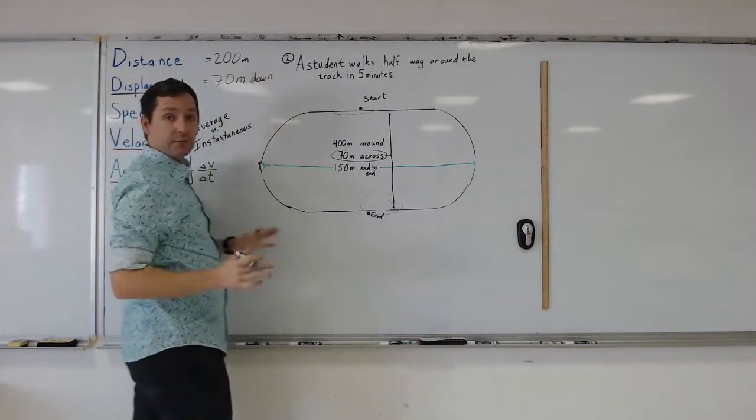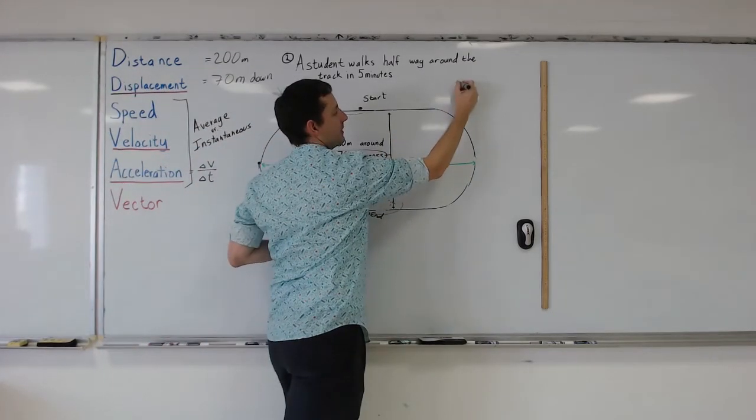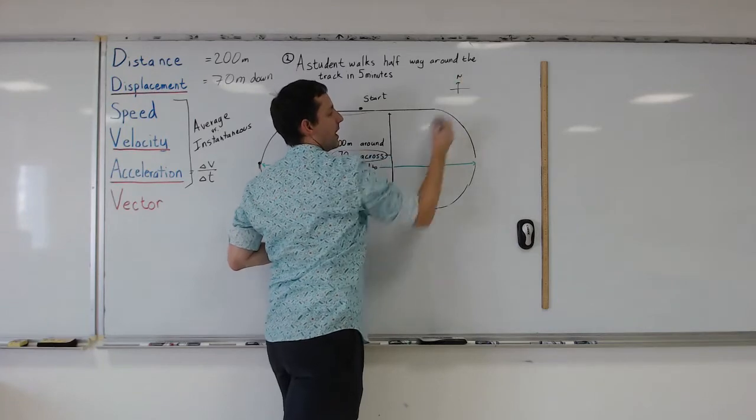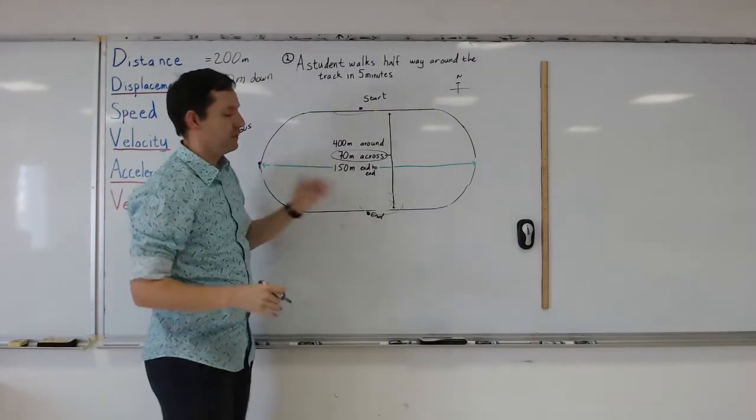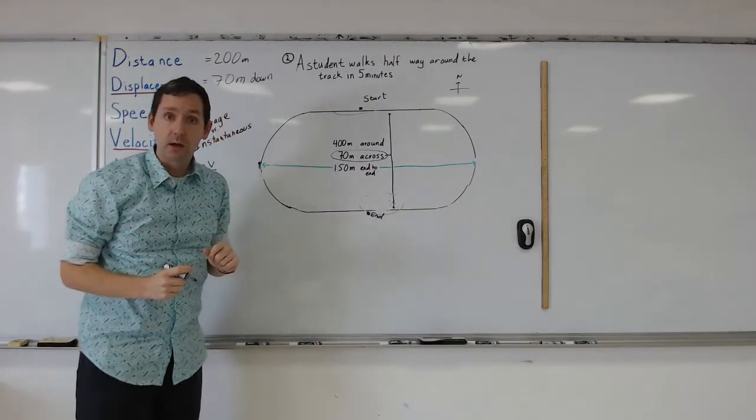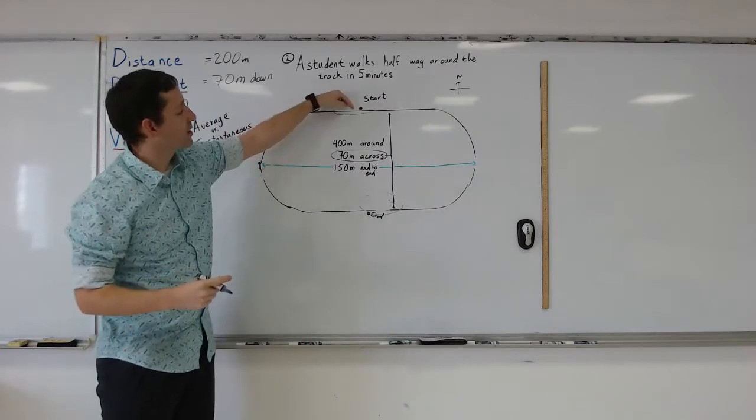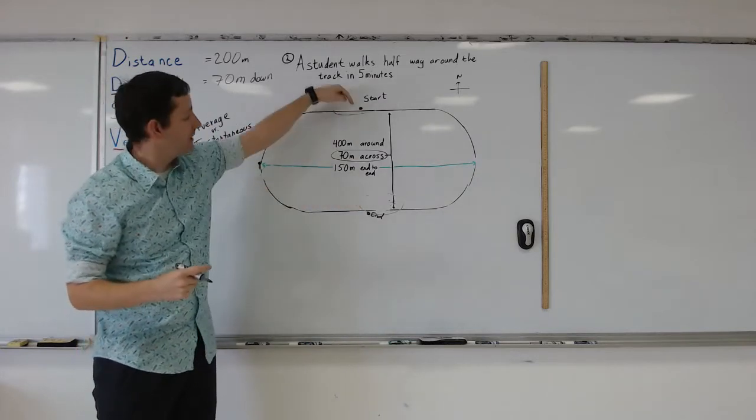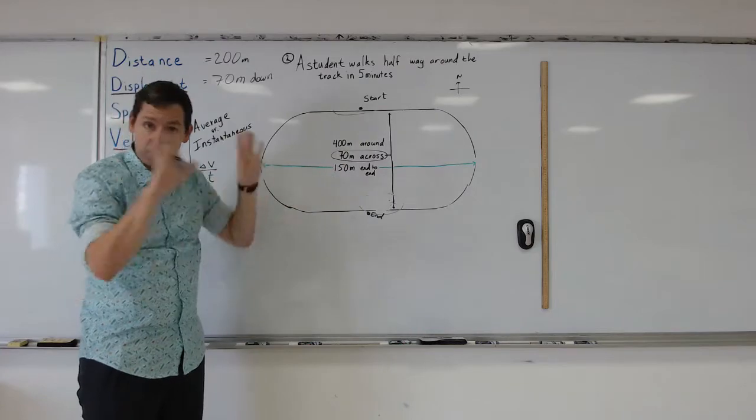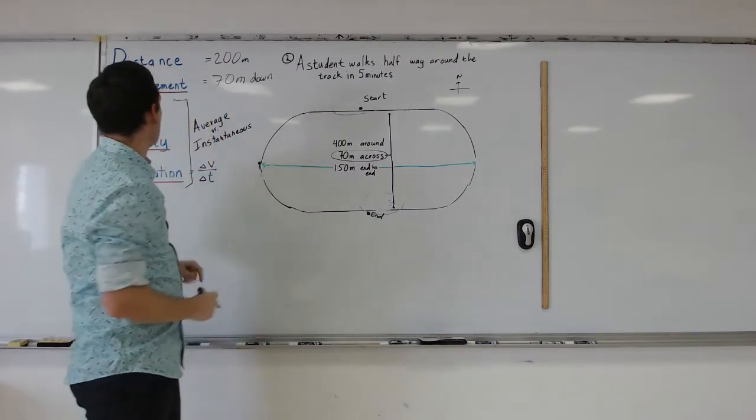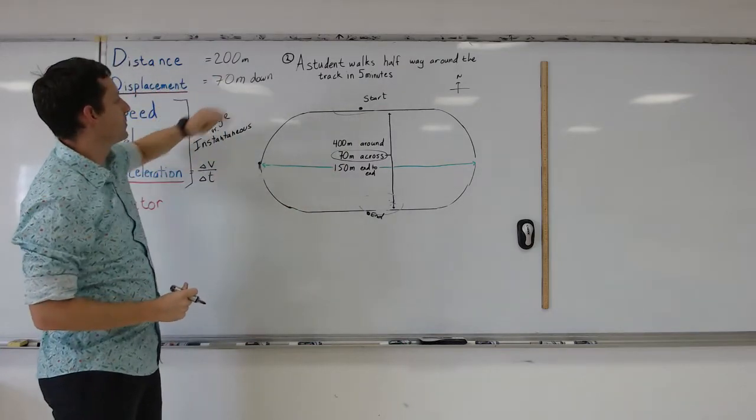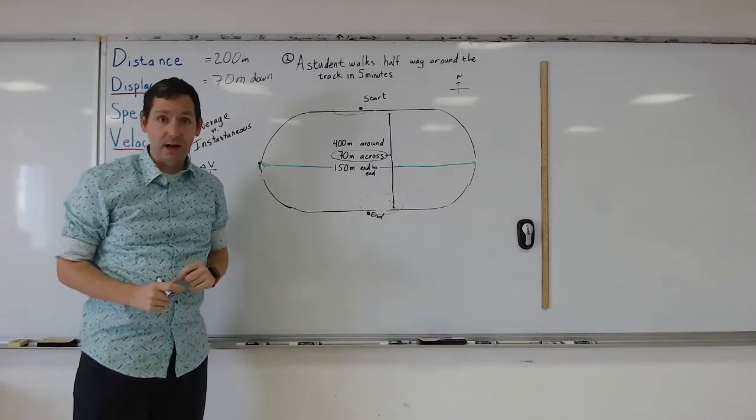If you are more comfortable, you can give a little compass rose with north, south, east, west, and then say 70 meters to the south. But it always shows you which direction you've traveled in. So it needs to be down this way, however you end up doing it. So distance 200 meters, displacement 70 meters down.